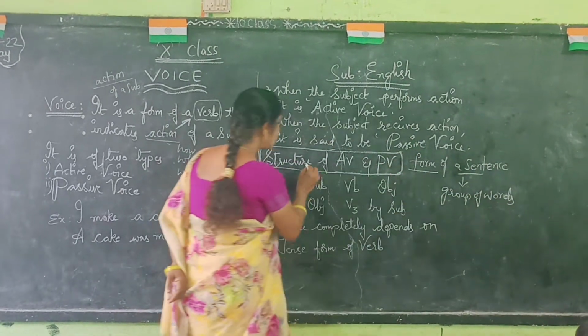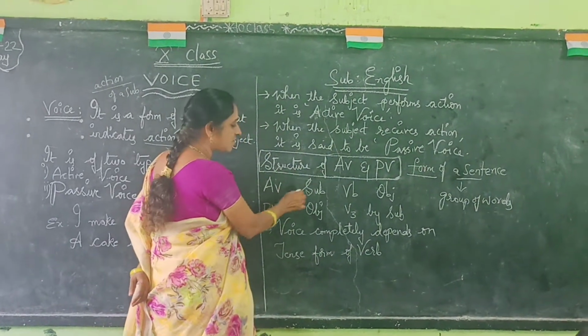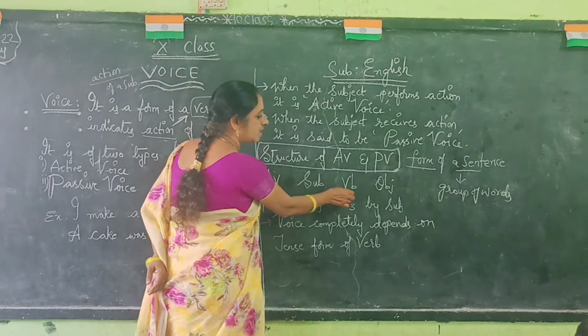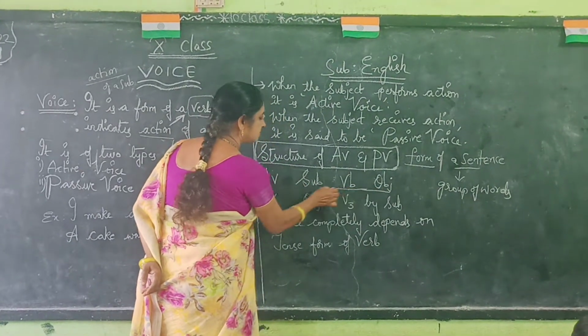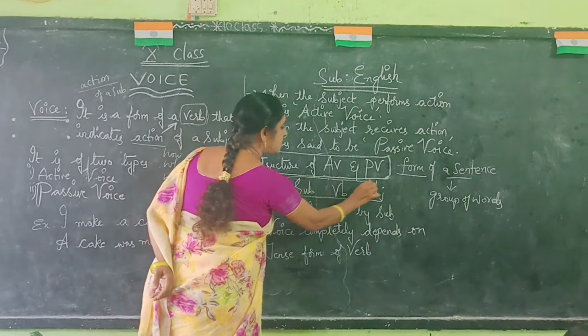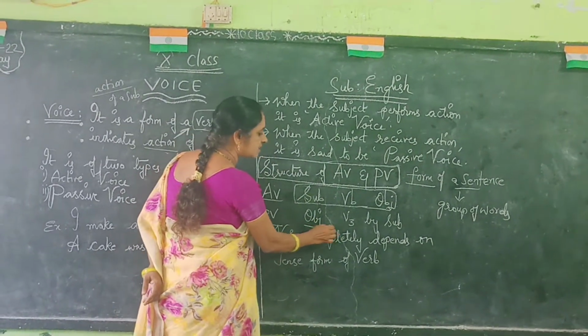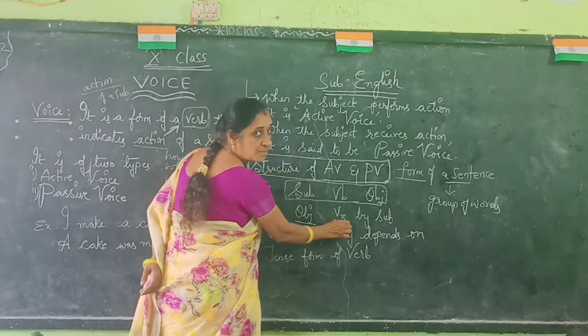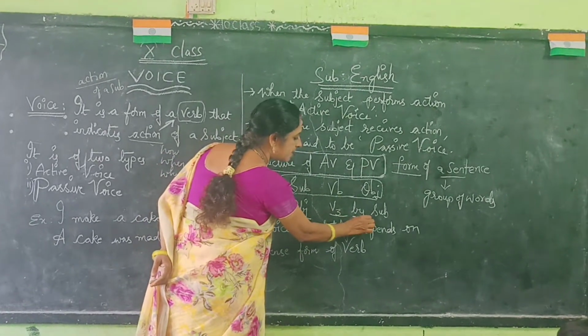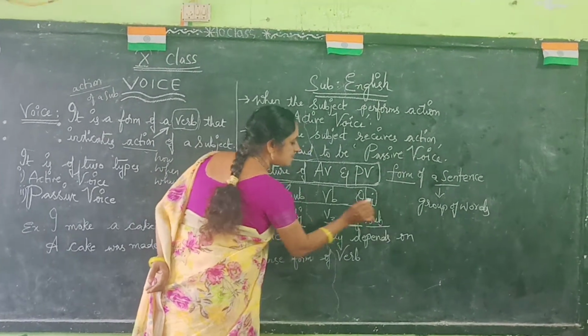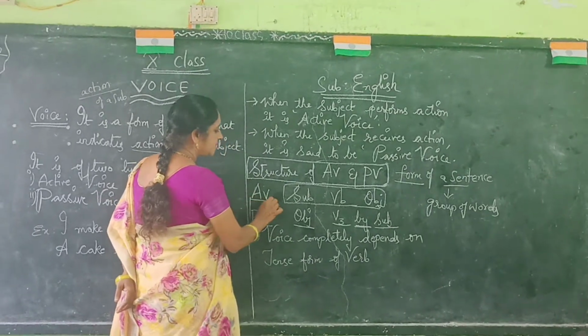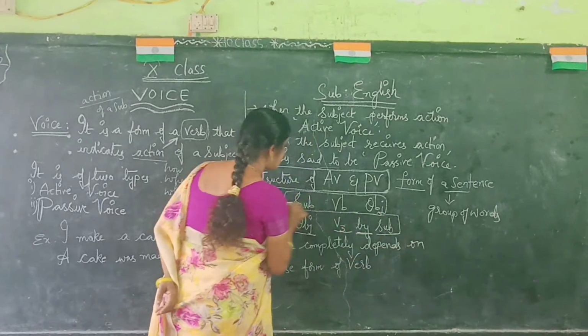So here, the structure of active voice is subject, verb and object. And the structure of passive voice is object, verb in the third form, and by and subject. Now let us see the definition of active voice.